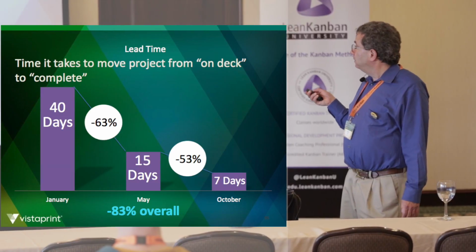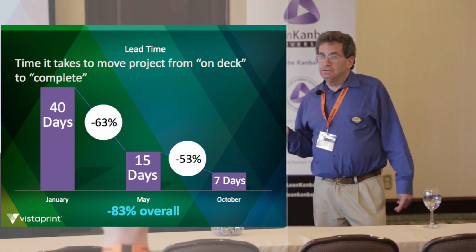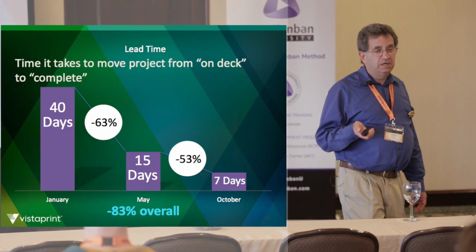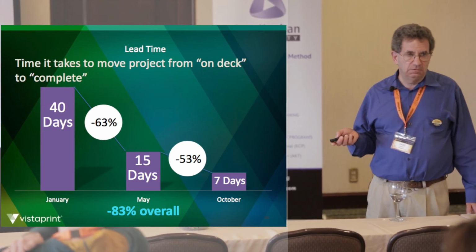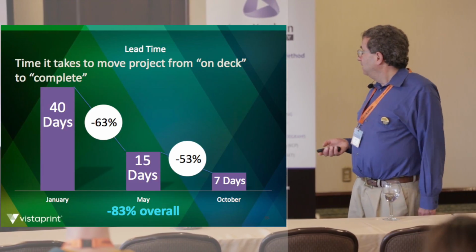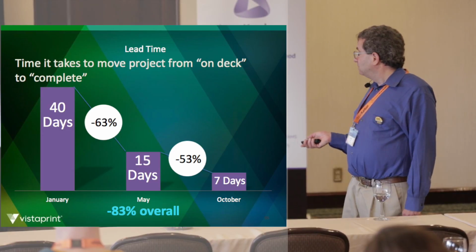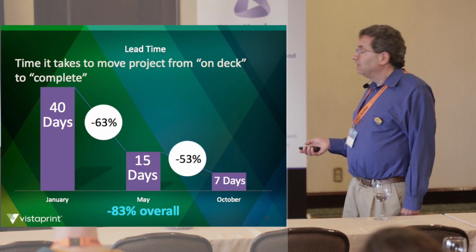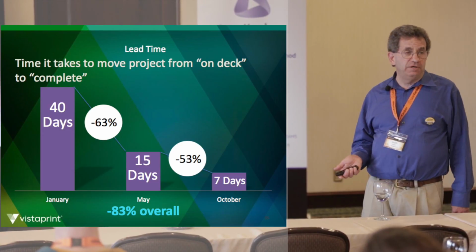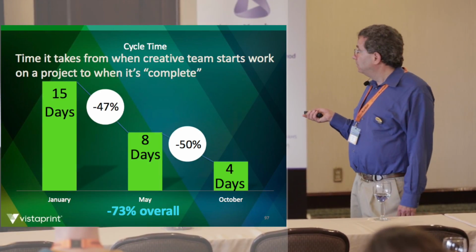That also impacted lead time. So what they were able to do, they started out in January where their average lead time was 40 days. By May, they got that down to 15 days, 63% reduction. By October, that was down to 7 days. Overall, 83% reduction in lead time by applying the Kanban method and the processes we talked about.